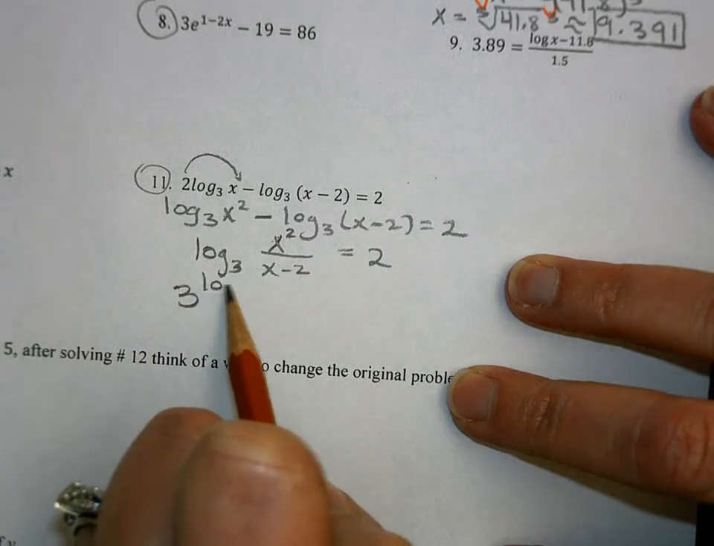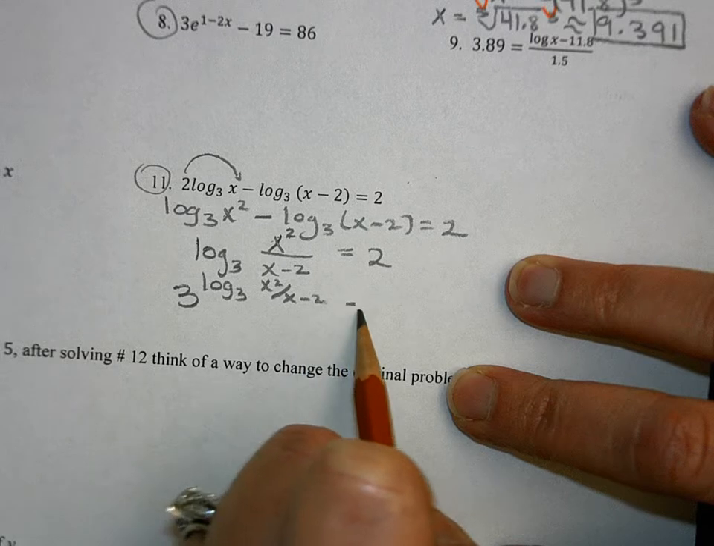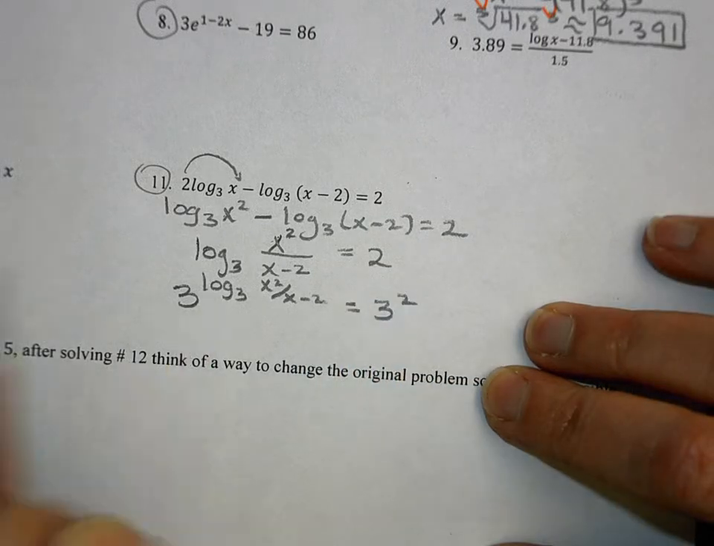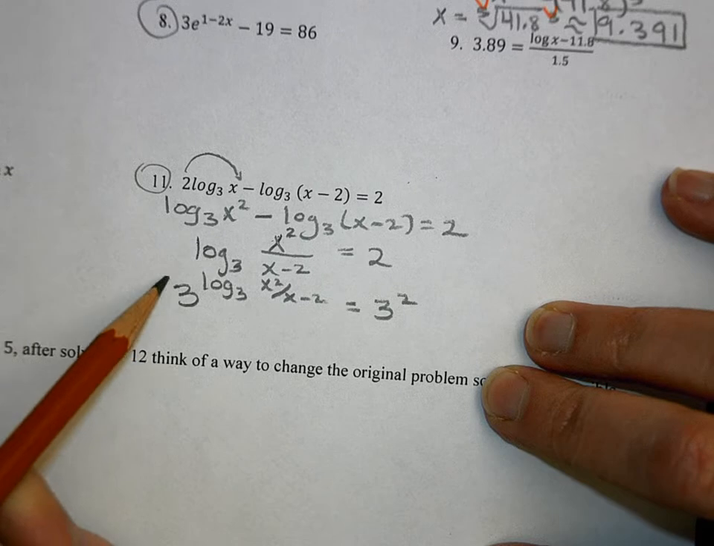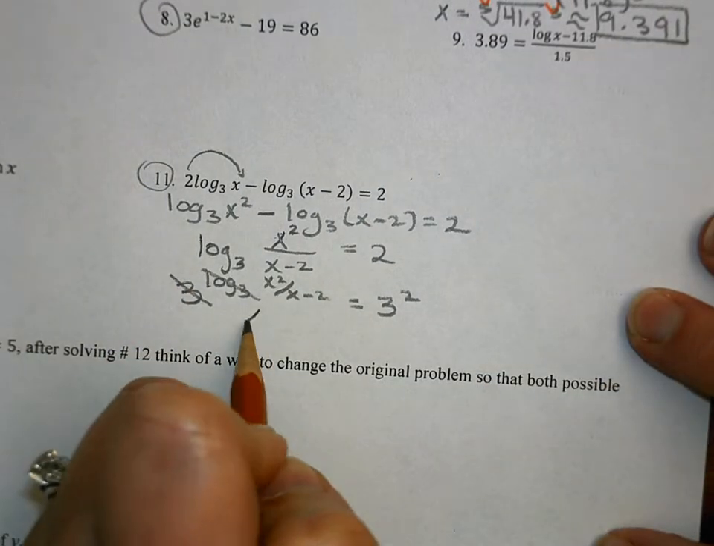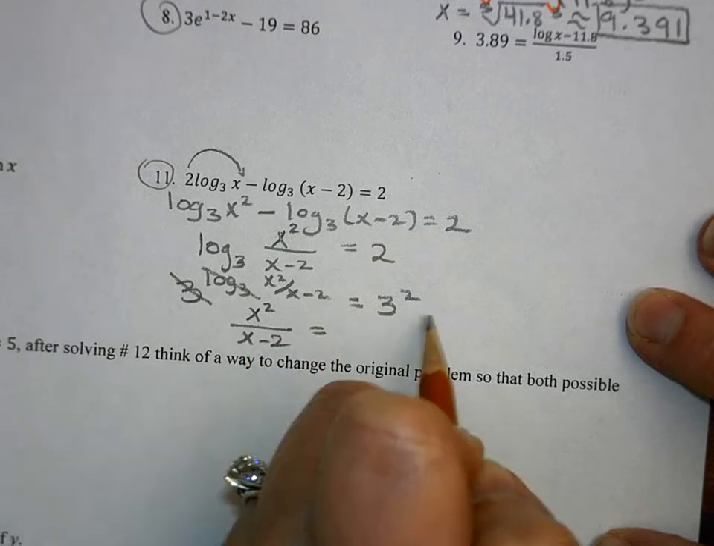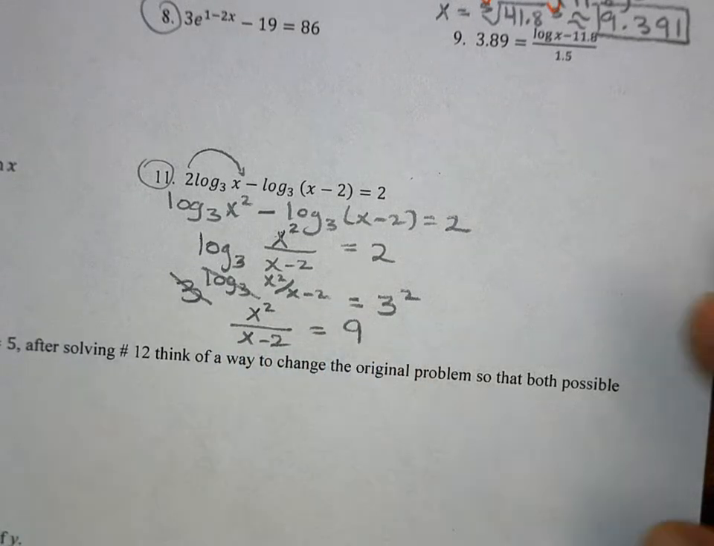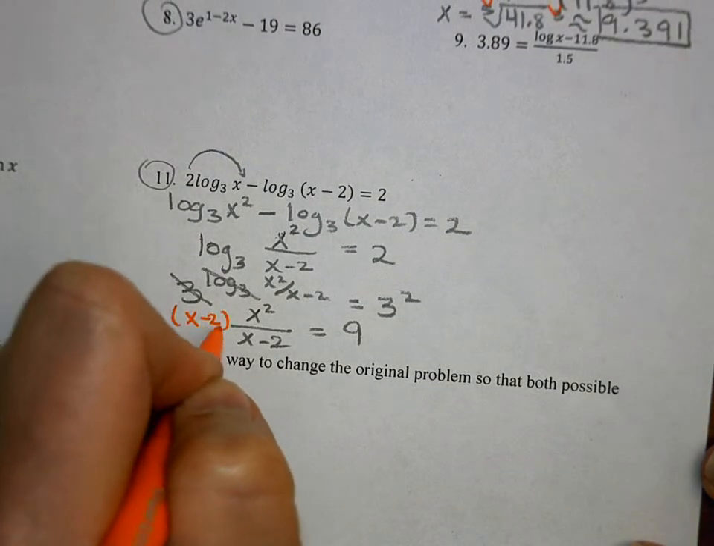So it'll be 3 to the power of log base 3, and then 3 to the power of 2. All I did was make both of these powers on 3. And then over here, the 3 and log 3 cancel, since they are inverses. So then I have x squared over x minus 2, and that's equal to 3 squared, which is 9. And then I want to clear my fractions, so I'm going to multiply both sides by x minus 2.